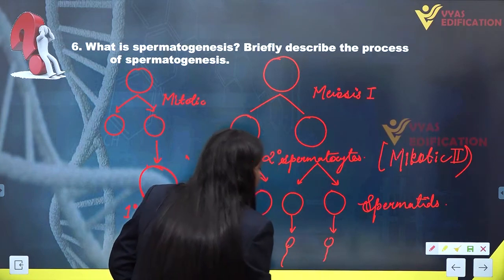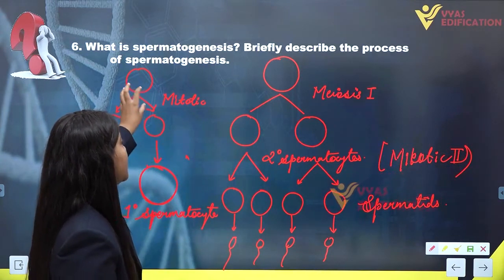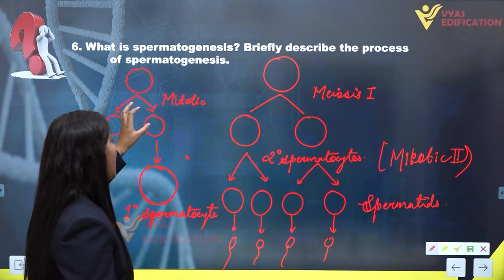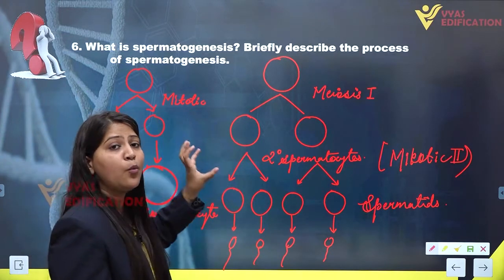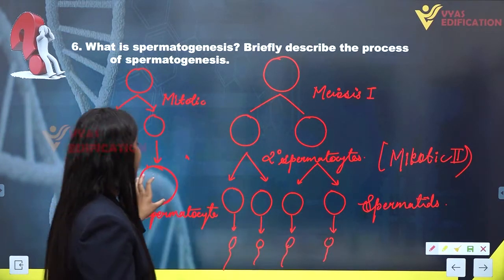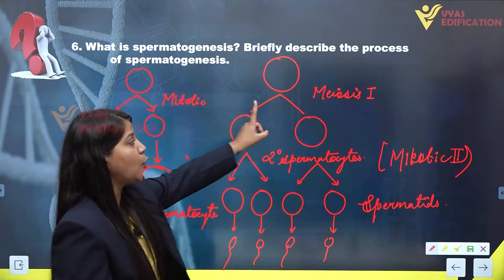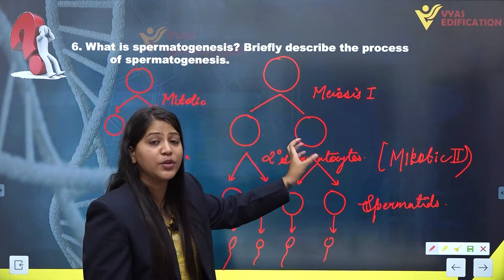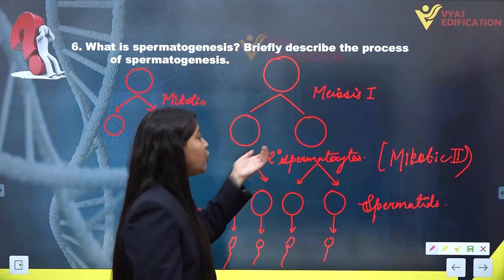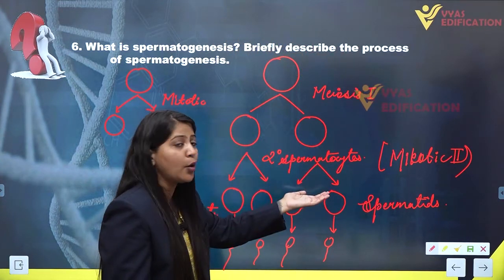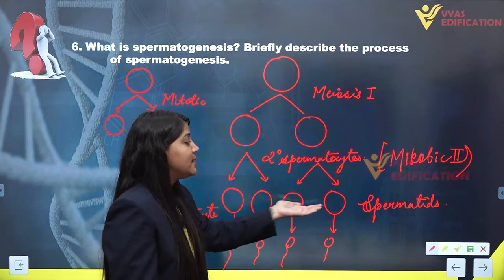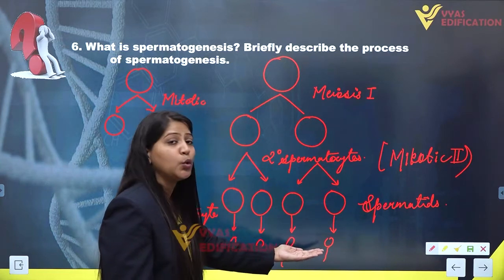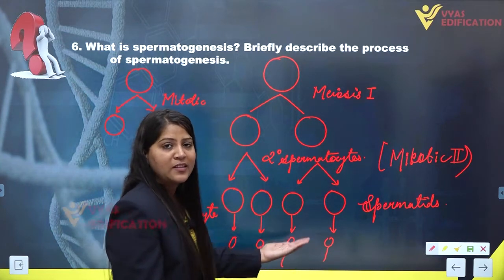So this is spermatogenesis: a spermatogonium undergoes mitotic division to increase their number. Then among all these spermatogonia, some will transform into primary spermatocytes like this. The primary spermatocyte will undergo the first meiotic division and form two cells, which are secondary spermatocytes. Each secondary spermatocyte will undergo the second meiotic division, forming four cells known as spermatids. Each spermatid will differentiate into a new structure known as a sperm cell or spermatozoon.